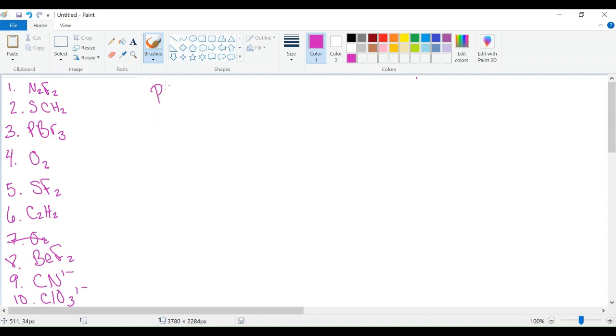All right, so next we've got PBr3. So I start by finding my total electrons. Phosphorus has, let me look at my periodic table, phosphorus has 5 valence electrons. And then each bromine has 7 valence electrons. So I'm going to add 7, 7, and 7. Altogether, this gives me 26 electrons.